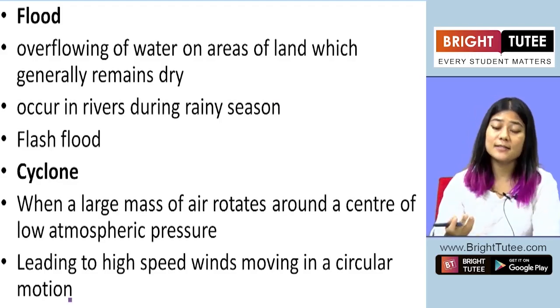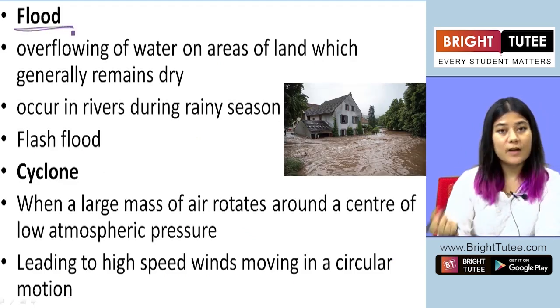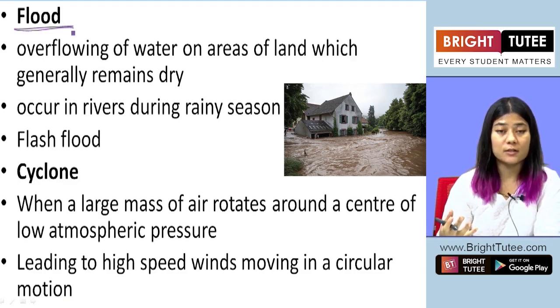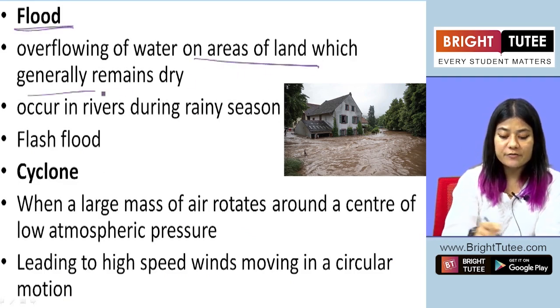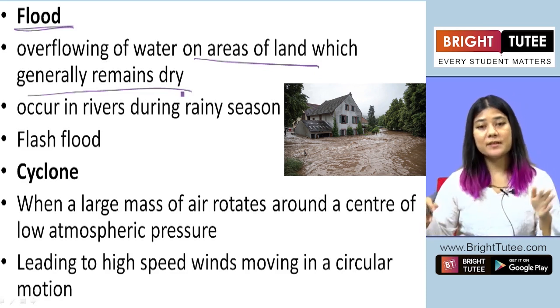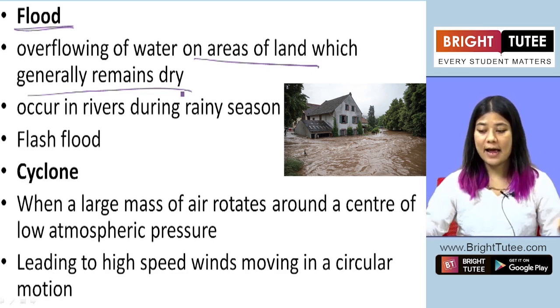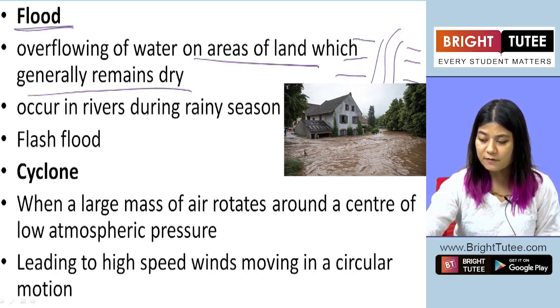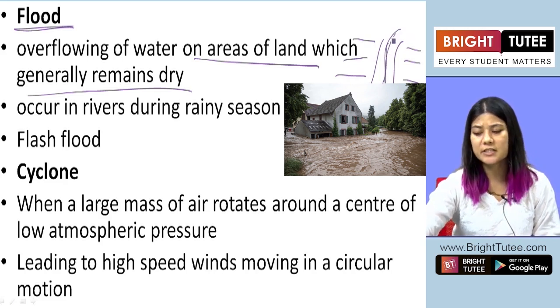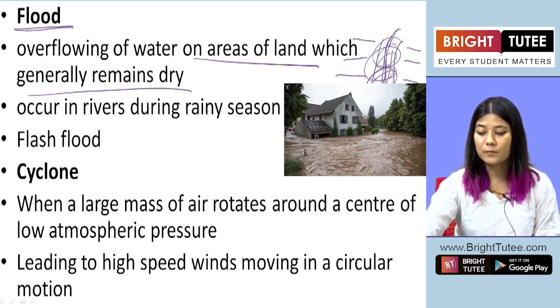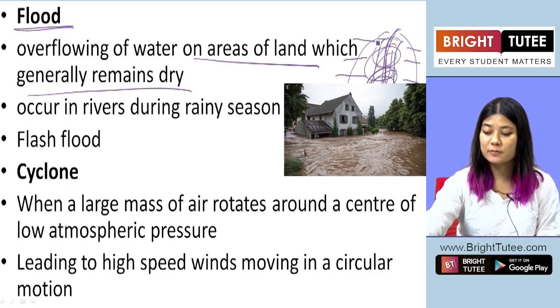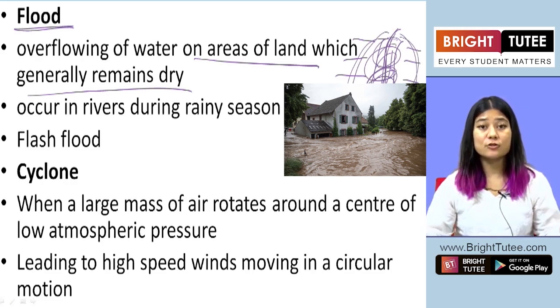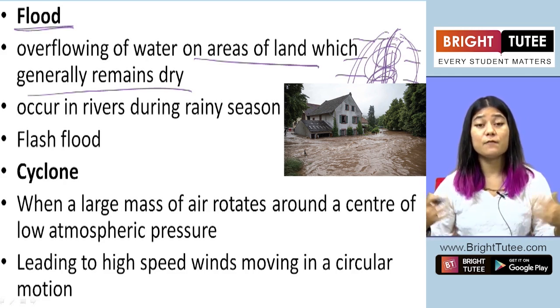Now let's look at another disaster called flood. Flood is basically overflowing of water on areas of land which generally remains dry. Say, for example, there is a river and on both sides there are lands, right? Now this river, during monsoon, during rainy season, receives too much water, and then it starts to overflow, meaning it starts to spill. As it begins to spill, it then begins to spill on the areas lying next to it. So that causes flood.